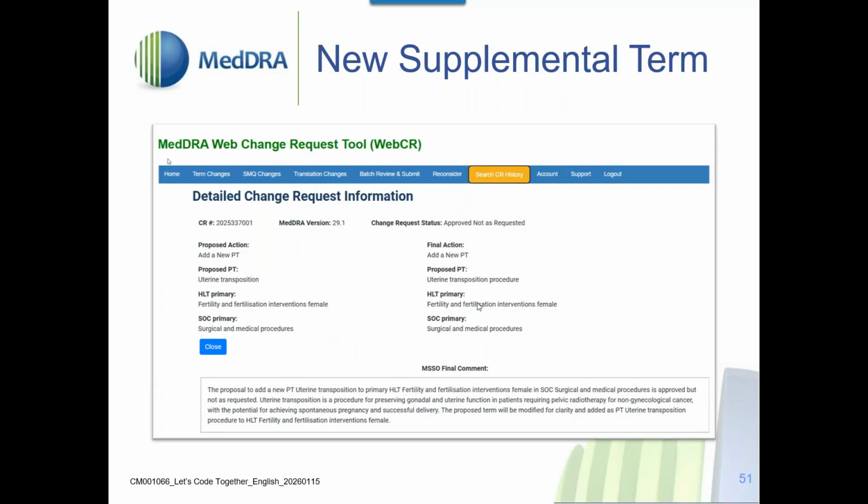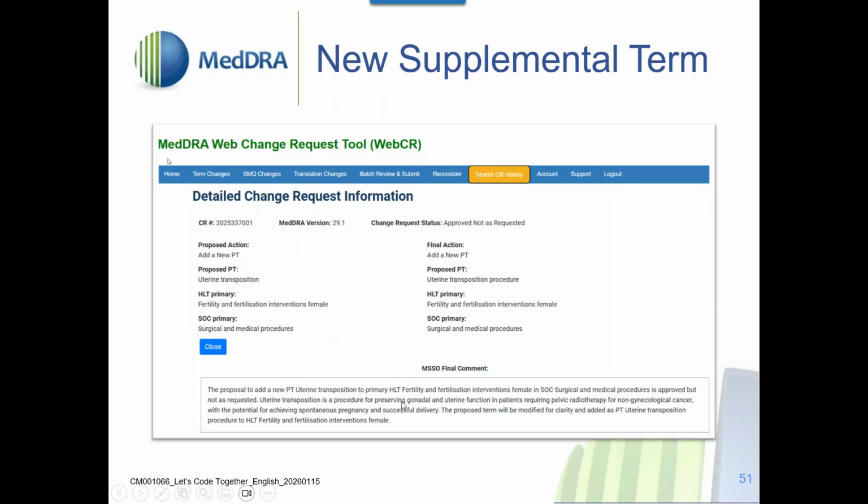What was added was uterine transposition procedure. That's to make it very clear at the LLT level that this is a procedure and not a congenital problem. I know that the existing ovarian term doesn't say procedure, but for clarity, to be as clear as possible going forward, our IMO team, our international medical officers, have decided to add the word procedure, and there it is.